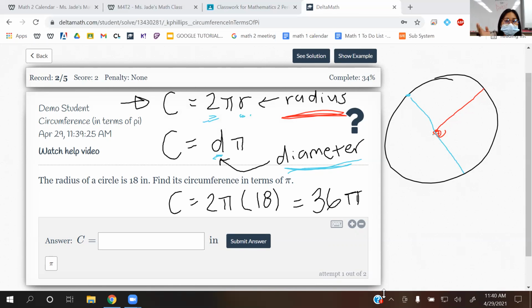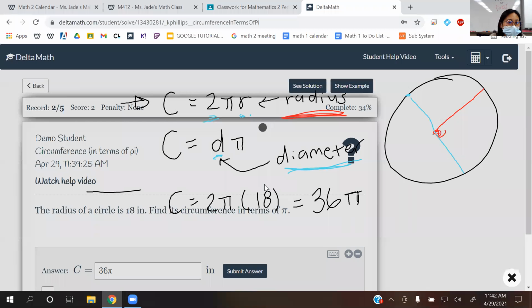And all I did here was took our formula of 2 pi r. I replaced r with the radius because they told us the radius is 18 inches. And then from there, I just multiplied that 2 and that 18 to get me 36. So instead of 2 pi 18, it's 36 pi. So 36 pi is my answer. It is not your answer, probably. So don't type this, but are there any questions for this radius example? Let's do one more radius example.